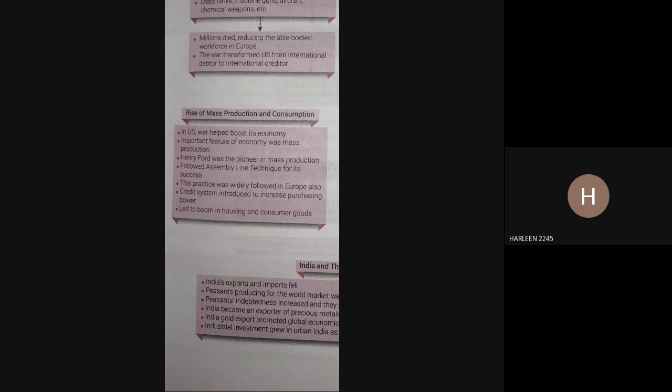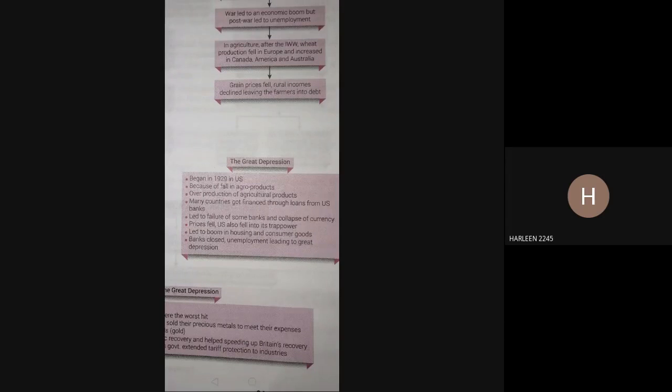So an important feature of the economy was mass production. Henry Ford was a pioneer in mass production. He followed the assembly line technique for its success. This practice was widely followed in Europe also, and the credit system was introduced to increase purchasing power. Because of this credit purchase system, it led to the Great Depression. It led to a boom in housing and consumer goods too. People started buying goods on credit.